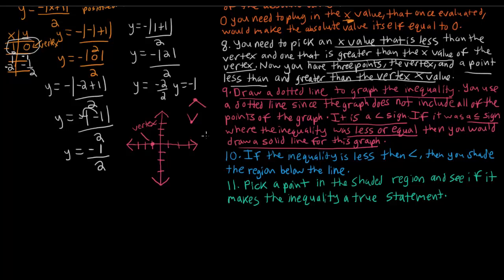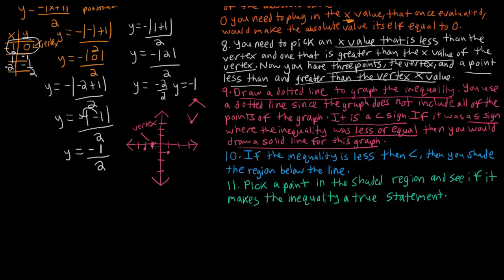Now we need to go ahead and graph the other points. So we have 1, negative 1, which is right here. And then we have negative 2, negative 1/2, so right about in the middle.